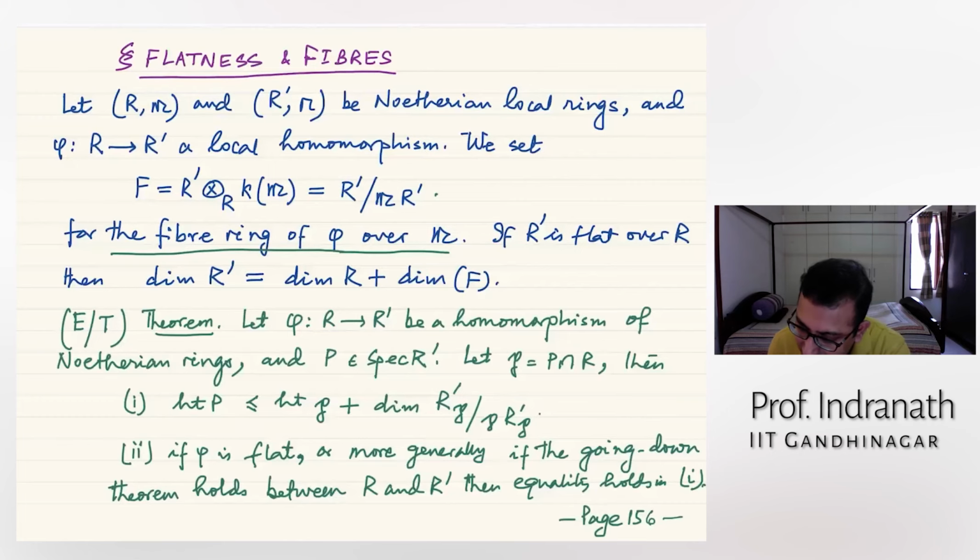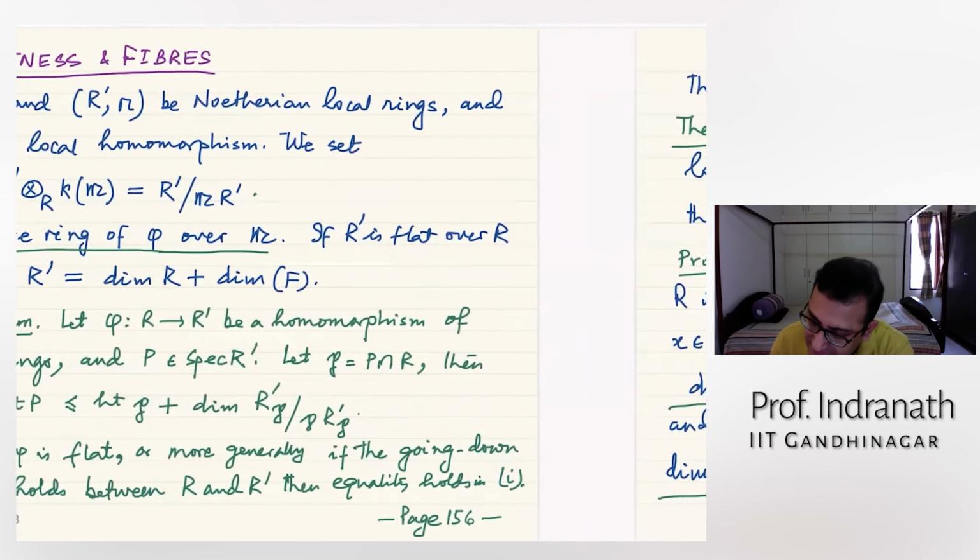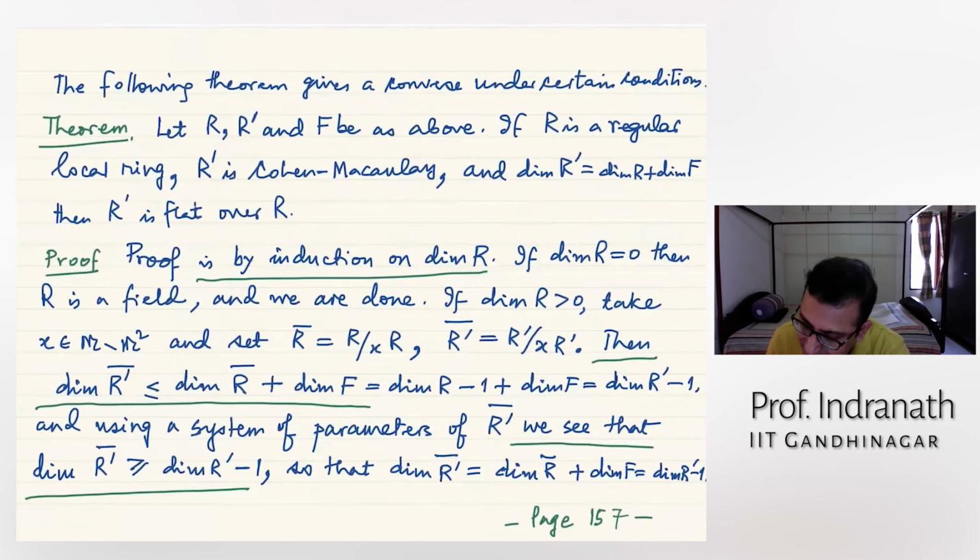And then we could use these things to prove this one first: if you have r dash and f as above, and if r is a regular local ring, r dash is Cohen-Macaulay, and if you have the dimension equality, then r dash is flat over r. So this was the first theorem that we proved using the fiber condition. Here you see the fiber coming in, to give the dimension equality.